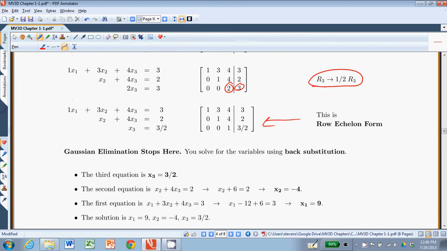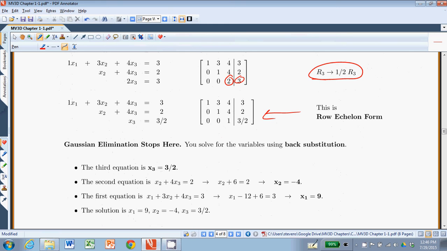Okay, so I solve for my variables using back substitution. If you look at this last row, it corresponds to this equation, which is just x3 equals 3/2. Moving back to the second row, that corresponds to this equation, which I rewrote here, but I already have x3, it's 3/2. So 4 times 3/2 is 6, and I have x2 now. x2 is -4.